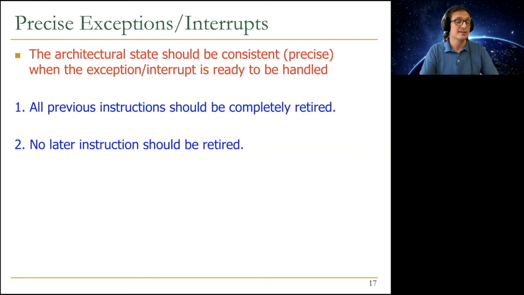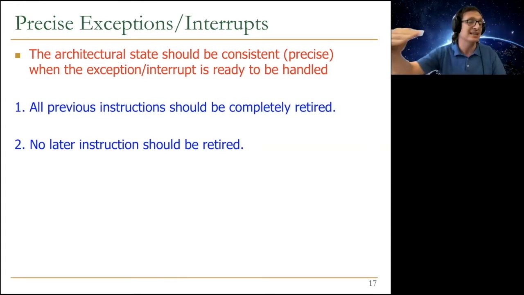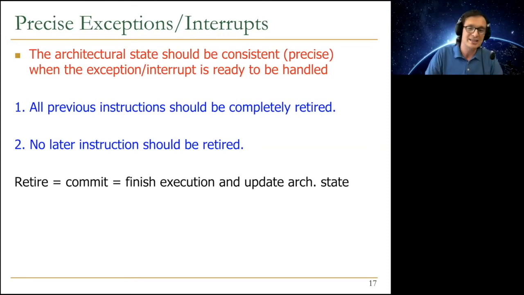And that enables the programmer to be sanely debugging their programs. We'll see this in a little bit also. But these are basically the two conditions that are required for precise exceptions or precise interrupts. You need to have a precise architectural state at the boundary of the handling of the exception and the interrupt, essentially.